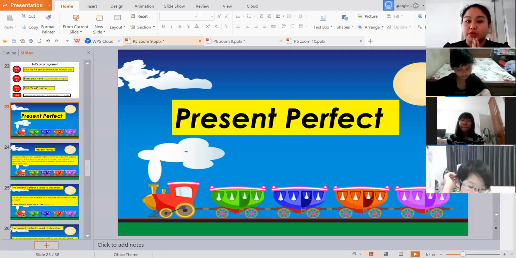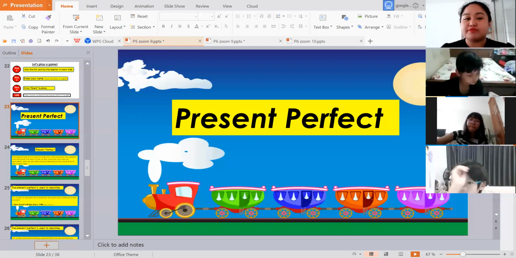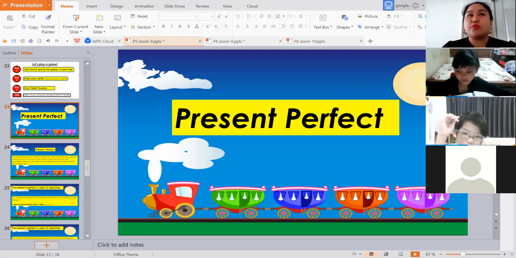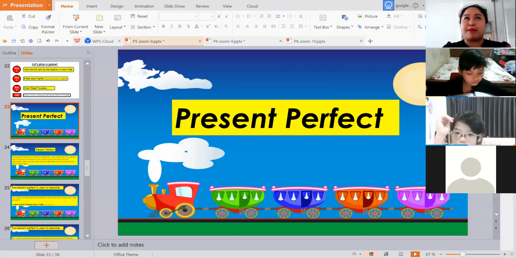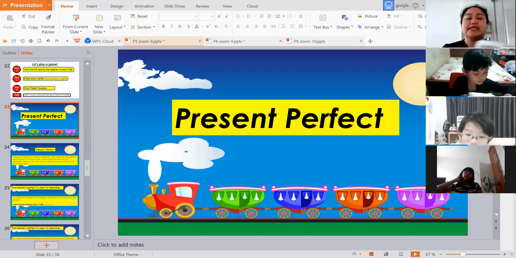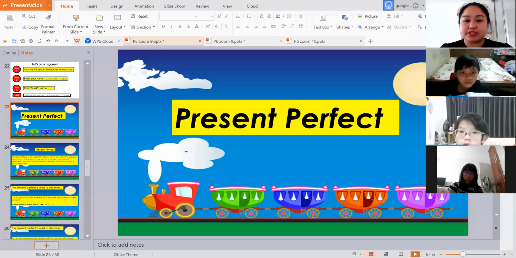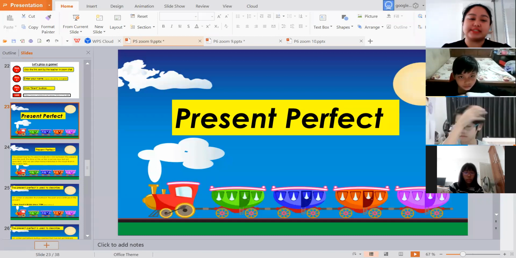Now, in past simple, we also have what we call regular and irregular verbs. What will happen to the regular verb if it's in past simple? What are we going to add to regular verbs in past simple? We're going to add D or ED. Very good. How about irregular verbs? What will happen to your verb if we want to make it past simple? What will happen to the spelling? Spelling will completely change. Okay.